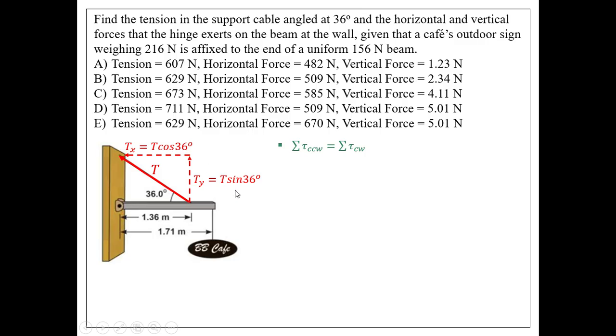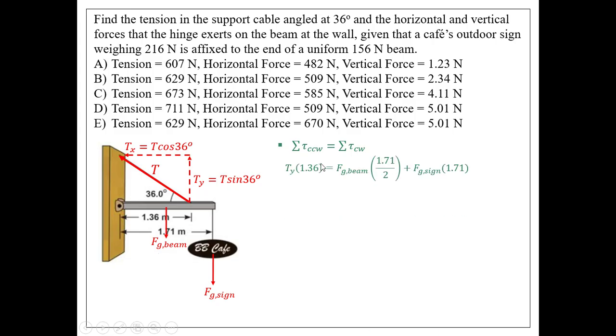All right. Other than that, I'm just going to identify the rest of the forces. The weight of the sign is given. I'm just going to call it F of G sign. And then the weight of the beam is also given. So it says the café's outdoor sign weighing 260 Newton. And then the uniform beam has a weight of 156 Newton. So once again, FG sign here is going to be 216. And then F of G for the beam, I'm just going to place at the center of the beam again. And that's given as 156 Newtons. So keep that in mind.